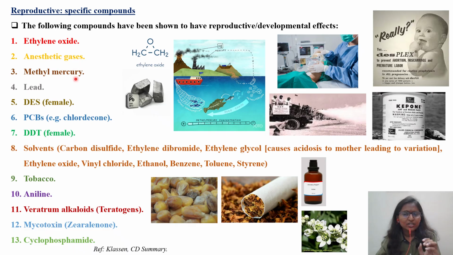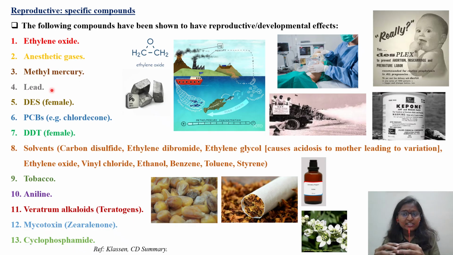Then methyl mercury. I have given a separate video on methyl mercury. Mercury has two forms, always remember: inorganic and organic. Organic is methyl mercury, CH3Hg. How this methyl mercury causes bioamplification, Minamata disease, and how it causes teratogenicity, you can learn in detail. I have a separate video on methyl mercury on my channel.